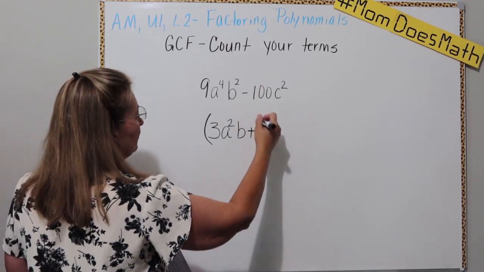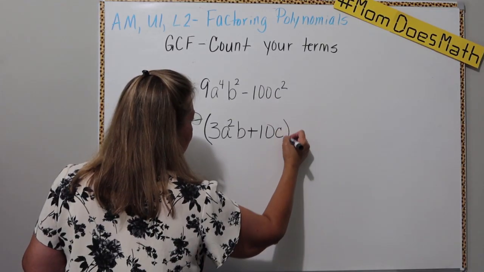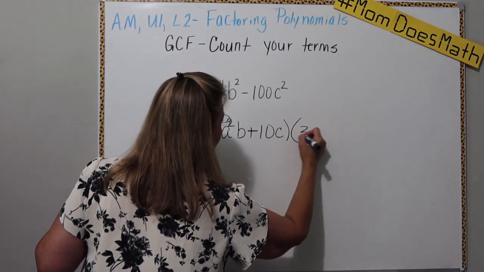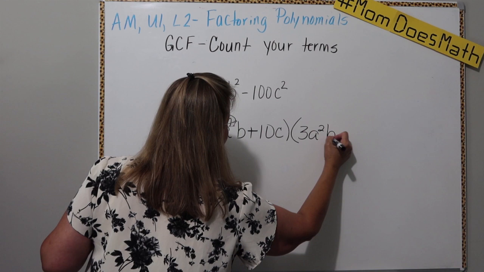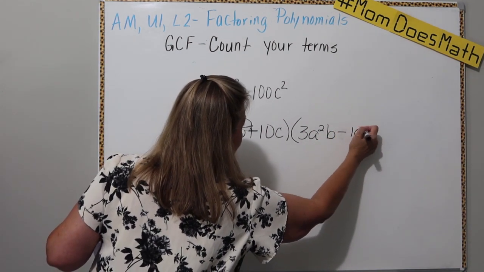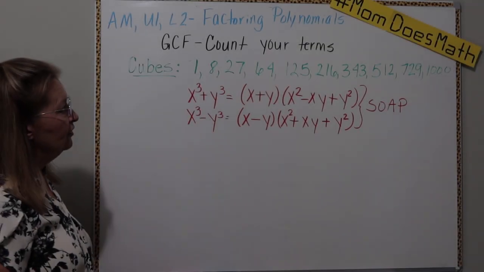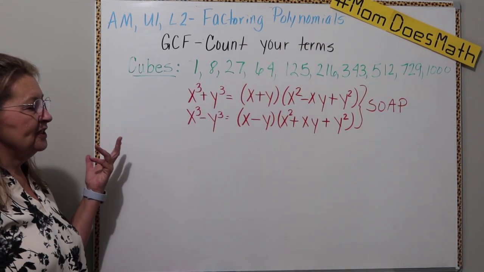All right, what's the square root of 100? 10. And the square root of c squared is c. And then your second factor has the same numbers, but the opposite sign. Final answer.